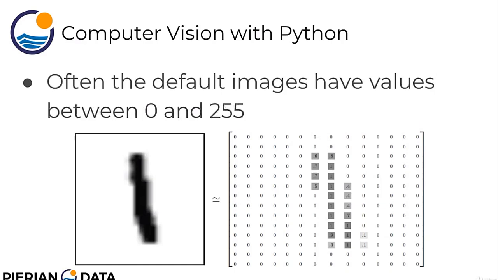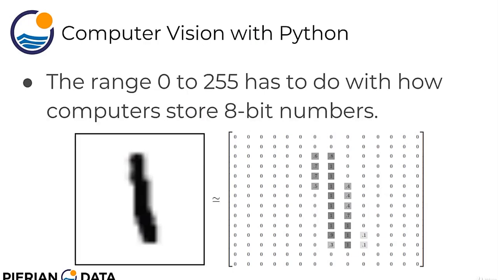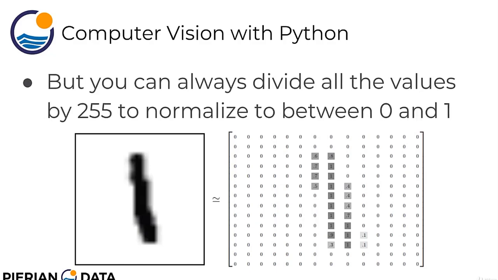Now, often default images, when you actually read them in, have values between 0 and 255, where 255 is the highest or brightest value, and 0 is the darkest. The range 0 to 255 has to do with how computers store 8-bit numbers. That's a bit outside the scope of this course, and we really don't need to understand it, but at the end, I'll show you a couple of links you can check out for more information. If you ever wanted to get those values between 0 and 255 to be between 0 and 1, all you would need to do is divide by the max value, 255, in order to normalize to between 0 and 1. And later on in the course, we'll see some examples of doing that.